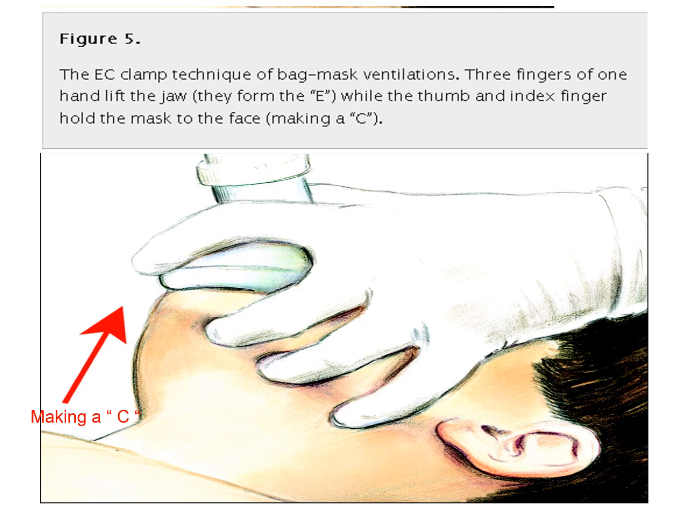When you are providing mouth-to-mask ventilation, one must always use the EC clamp technique. 3 fingers of one hand lift up the jaw of the patient, forming the letter E, while the thumb and the index finger hold on to the mask and press downward to ensure an adequate tight seal, making the letter C, like what is shown in the diagram.